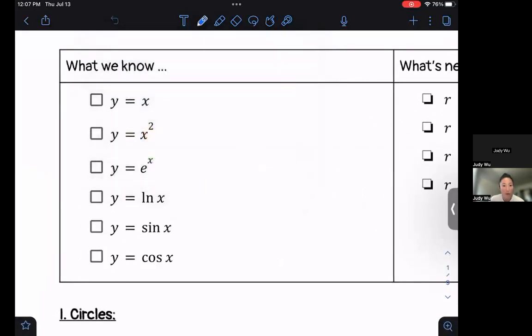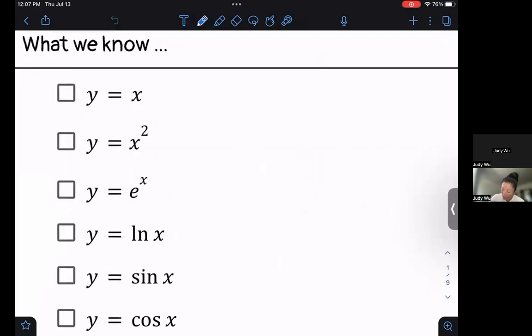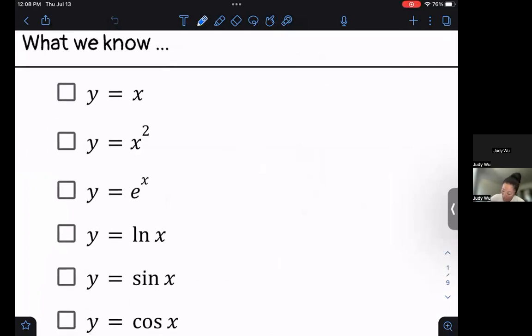Well, at this point, hopefully we've got quite a few functions that we know what their shapes are right off the bat, all right? So if we start with y equals x, hopefully we know that is just a straight line that goes to the origin, has a slope of 1. y equals x squared, we know is a parabola, has its vertex at the origin, and has some special points: 1, 1, 2, 4, 3, 9.